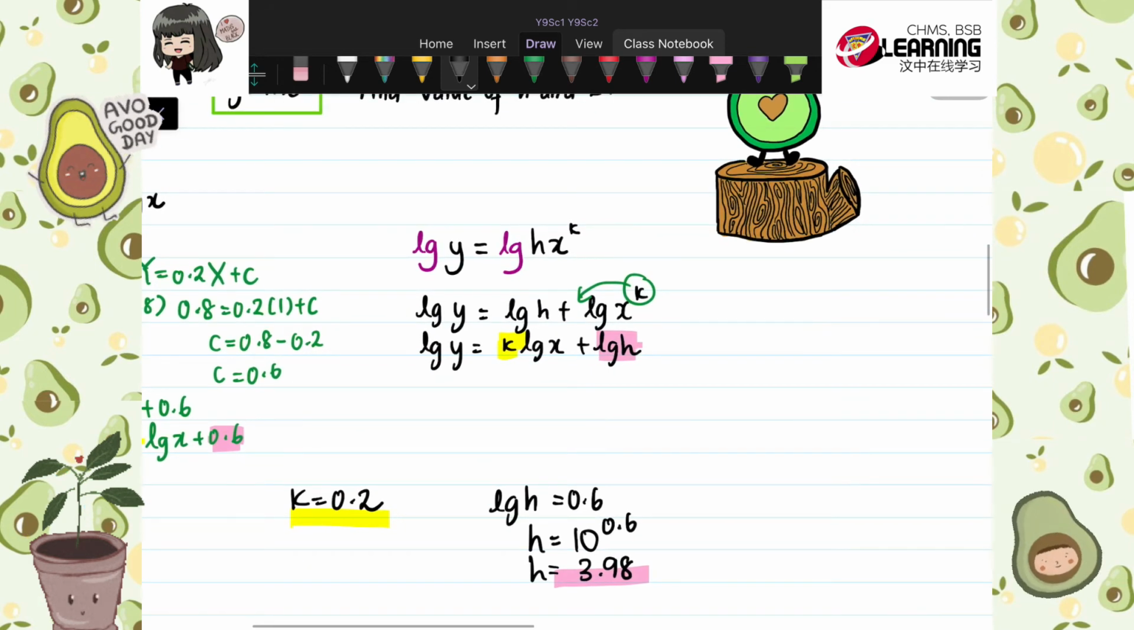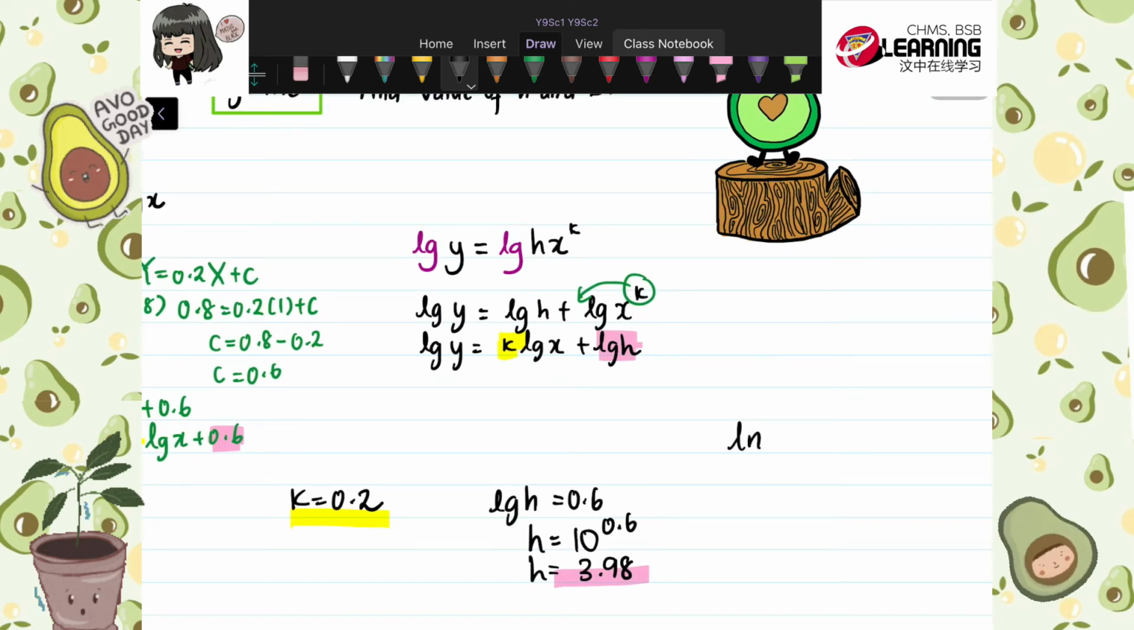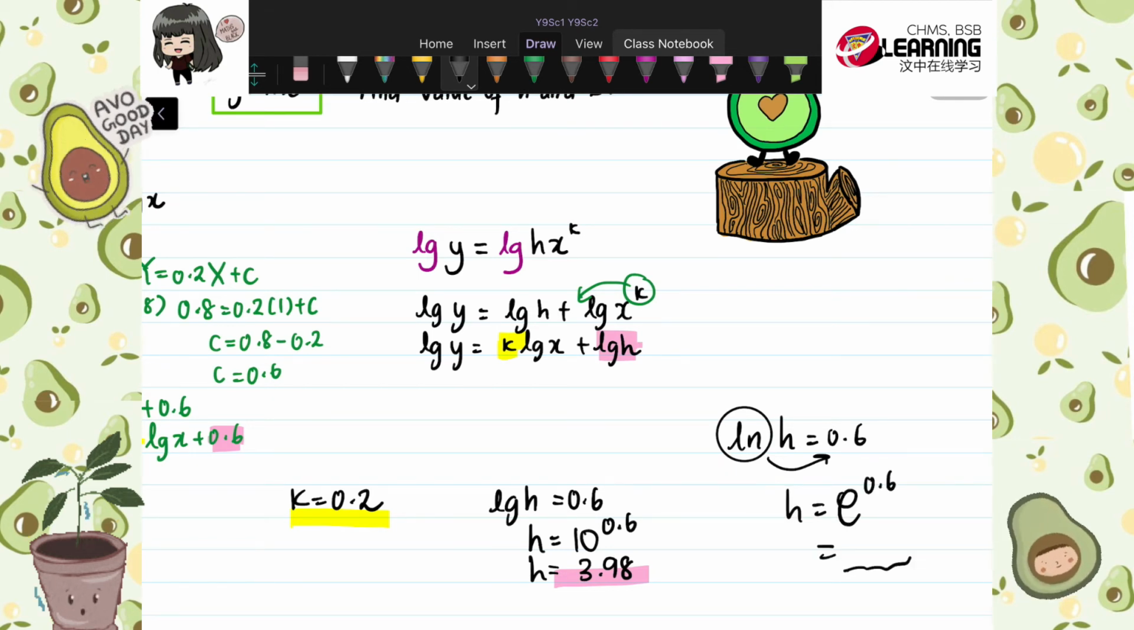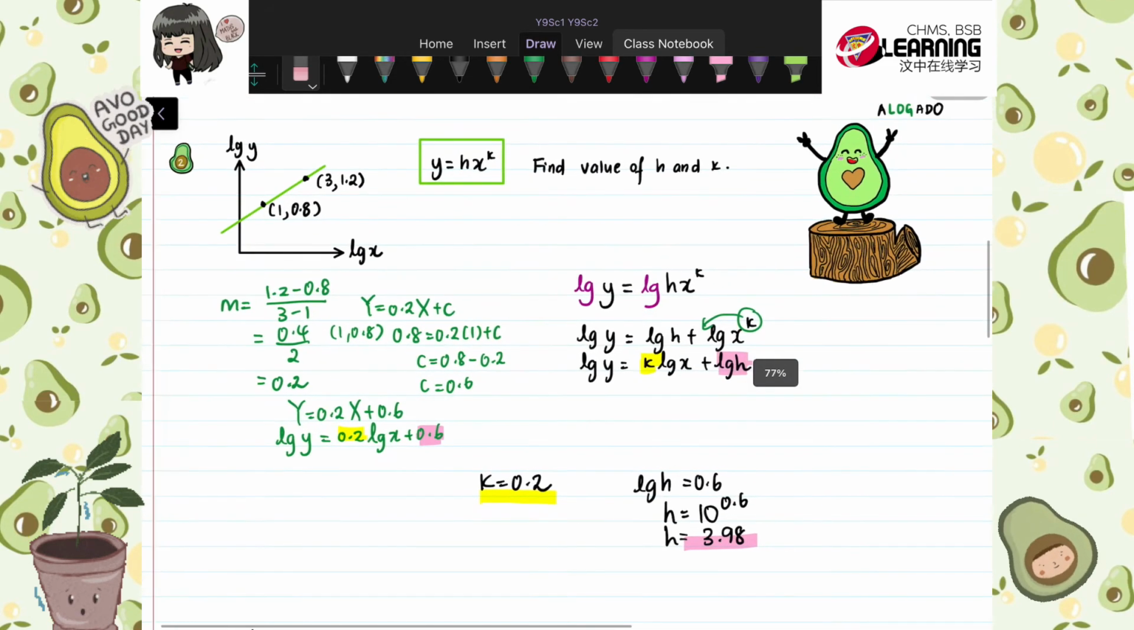Okay, I give you another hint here for your homework later. If you see this question here with ln, let's say ln h, for example, if you want to move the ln, it will be e to the power of 0.6 and then you press the calculator. So when you move the ln, it becomes e. Okay, this is a hint for your homework later. Okay, that's for question number 2.